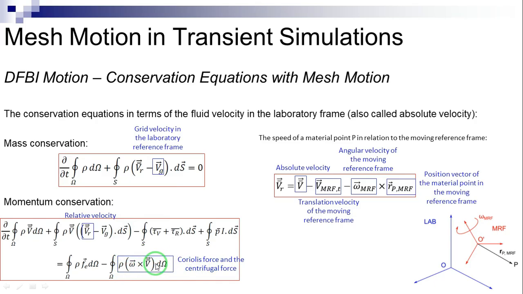This fictitious force includes both the Coriolis force and the centrifugal force. When the reference frame is stationary, this fictitious force disappears and we have this equation. Therefore, as can be inferred from these two equations, the convective terms contain additional contributions due to the mesh velocity and moving reference frame. Thus, considering the discretized form of the convective terms, these contributions translate into an additional flux referred to as the grid flux.